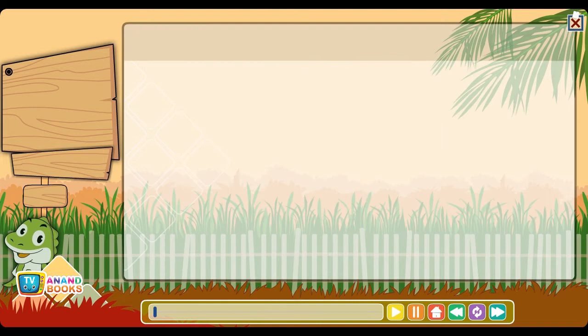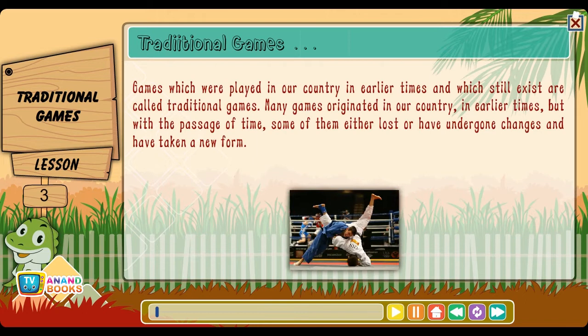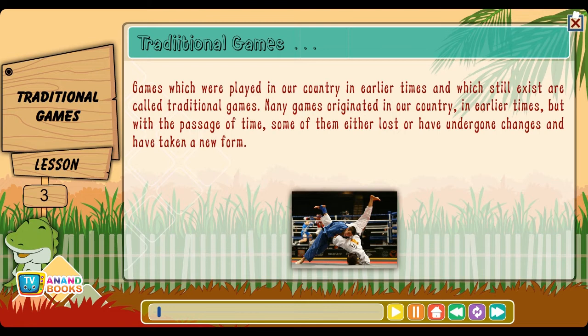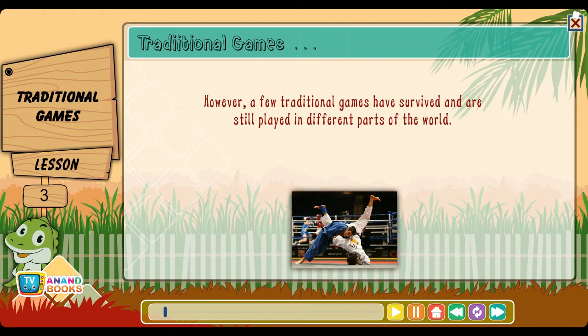Lesson 3. Traditional Games. Games which are played in our country in earlier times and which still exist are called traditional games. Many games originated in our country in earlier times, but with the passage of time, some of them either got lost or have undergone changes and have taken a new form. However, a few traditional games have survived and are still played in different parts of the world.